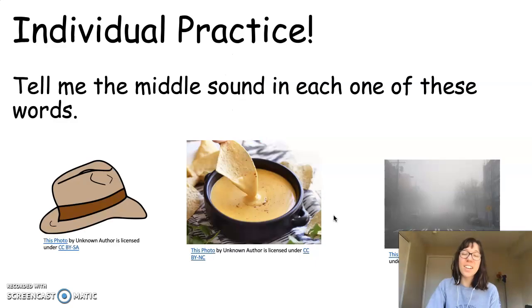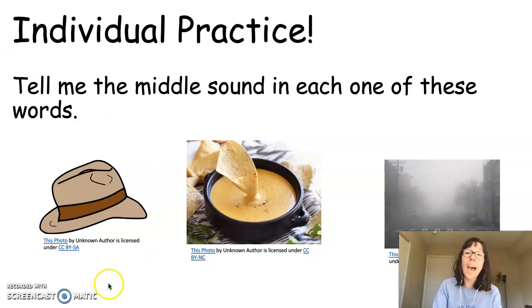Excellent. So for your individual practice today, friends, I'm going to ask you to tell me the middle sound in each one of these words. If you're feeling particularly ambitious, you can get a pencil and paper and write these words down. If you want to, you can go back and copy the words from the video as well. Let me tell you what these words are, and then I want you to stretch them by yourself and practice listening for that middle sound.